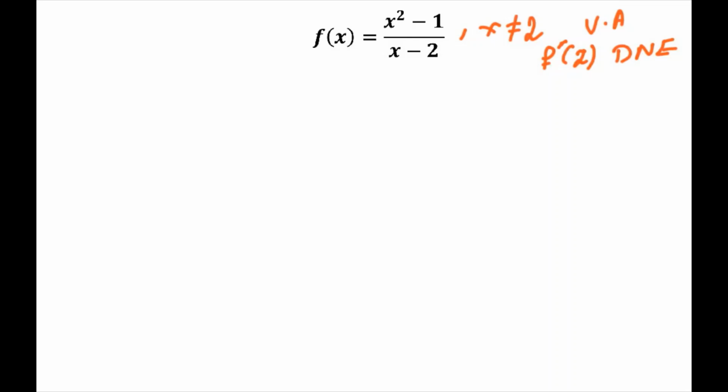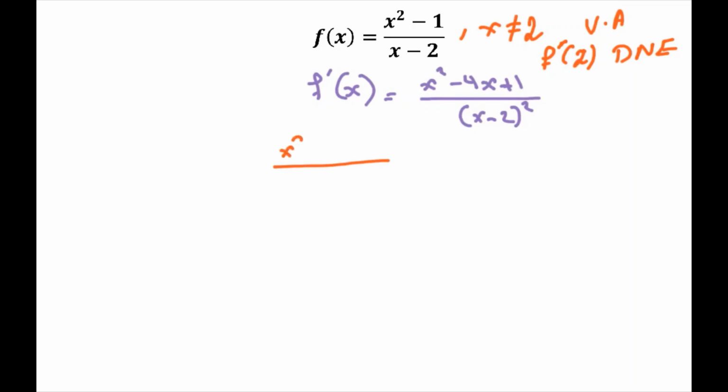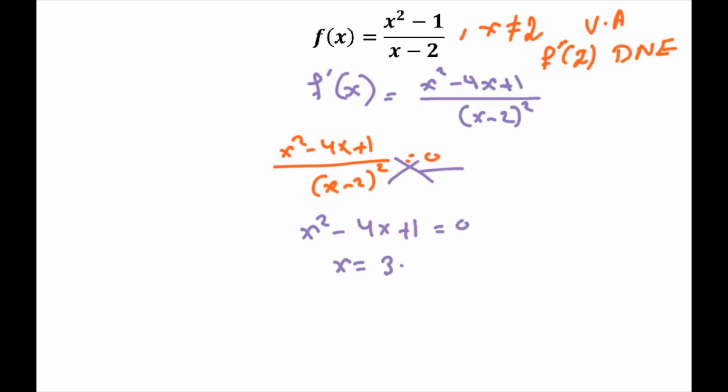Now, let's try to find the derivative. When you find the derivative, you will take this as a u, this as a v. So u prime v minus u v prime, and you are going to get x squared minus 4x plus 1 over (x minus 2) squared. You will make it equal to 0 to find the critical points. And when you cross multiply, you're going to get x squared minus 4x plus 1 equal to 0. And that will give you x equal 3.7 and x equal 0.3. These are going to be my critical points.